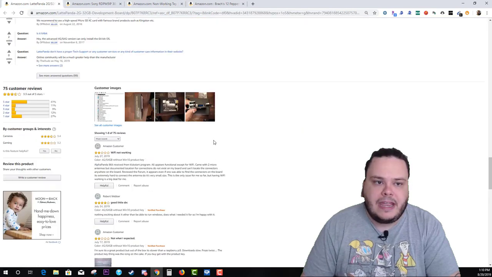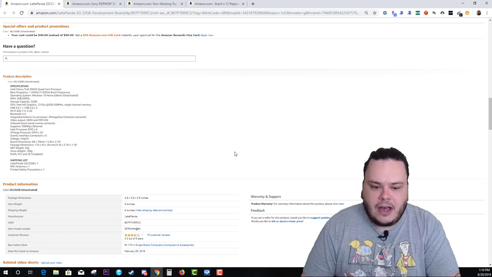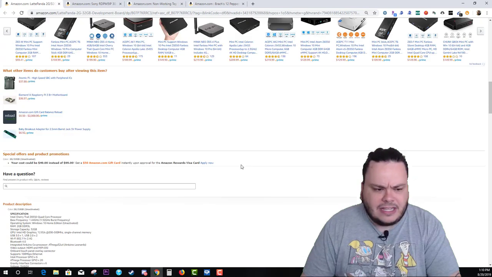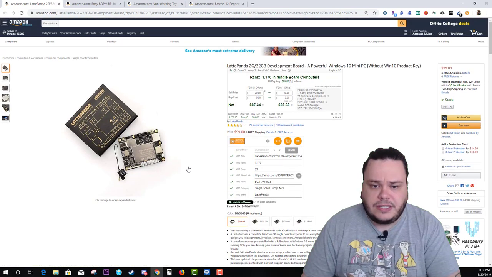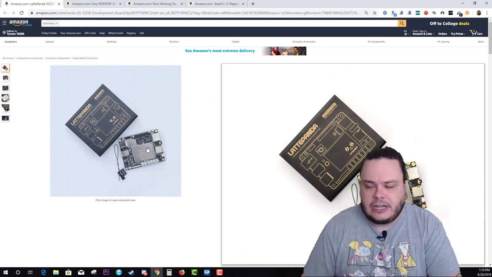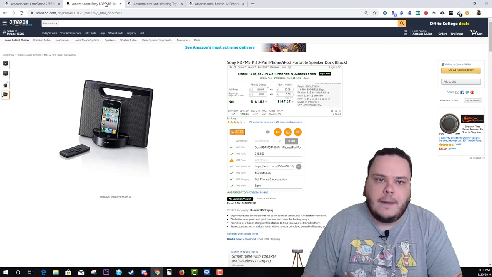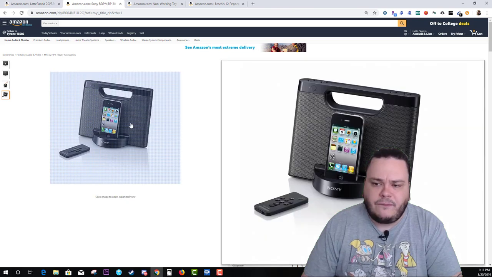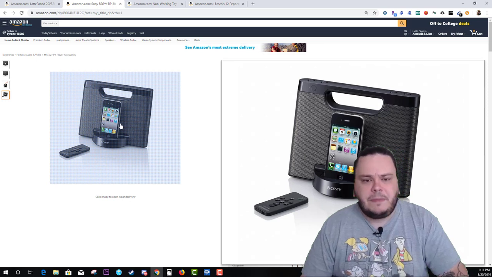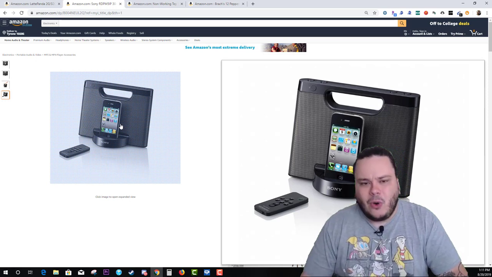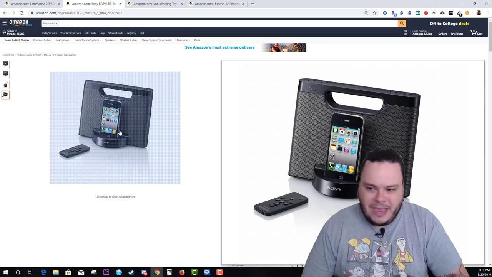Now, this Latte Panda, this is something that came out this year. Okay, this is kind of an obscure electronic thing, but in the maker space, this is a pretty common thing. This phone here, or this phone Bluetooth speaker, this is for old technology. This is for the 30-pin Apple connector. That's old, okay?